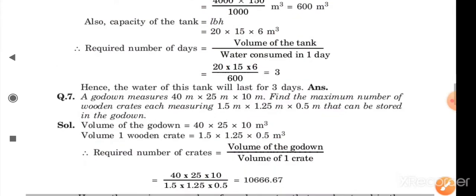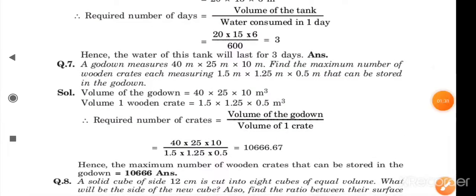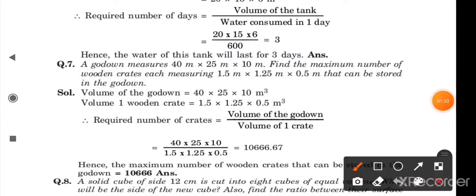Now moving to the next question. In the next question you can see that there is a godown which is in the shape of a cuboid.